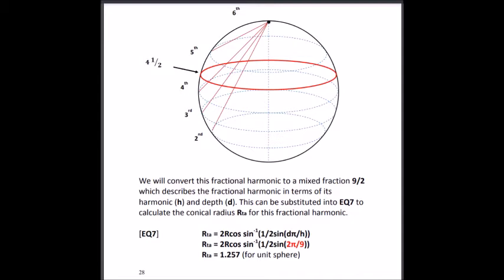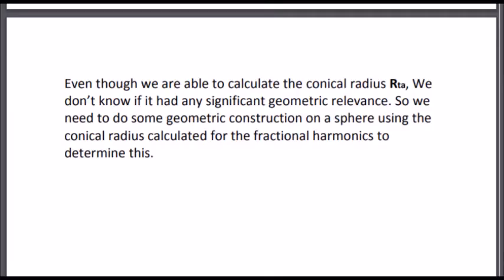This can then be substituted into equation 7 to calculate the conical radius RTA for this fractional harmonic, which gives us a result here for a unit sphere of approximately 1.257. And even though we are able to calculate its conical radius, we don't know if it has any significant geometric relevance or not. So let's do some geometric construction to see what this fractional harmonic looks like.